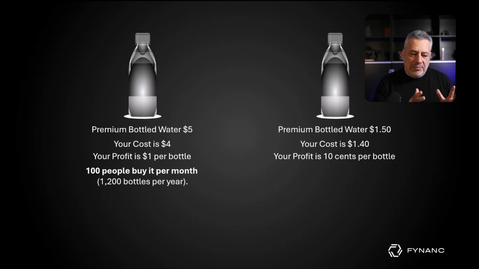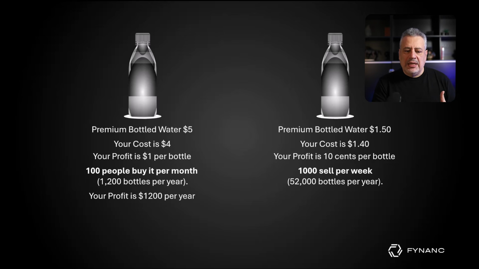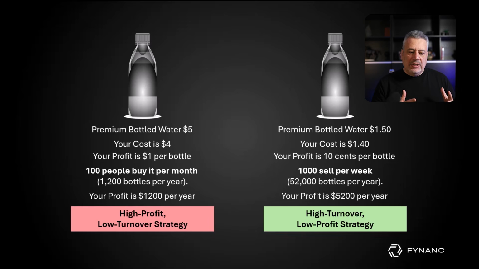But let's look at how many people buy this. So 100 people buy this every month. So you are selling 1,200 bottles per year, and therefore your profit per year is $1,200. Now, the one on the right, you're selling 1,000 bottles per week, which is 52,000 bottles per year. And therefore your profit is $5,200 per year. You can see it's significantly more than the one on the left. So the one on the left is a high profit, low turnover strategy. The one on the right is a high turnover, low profit strategy.